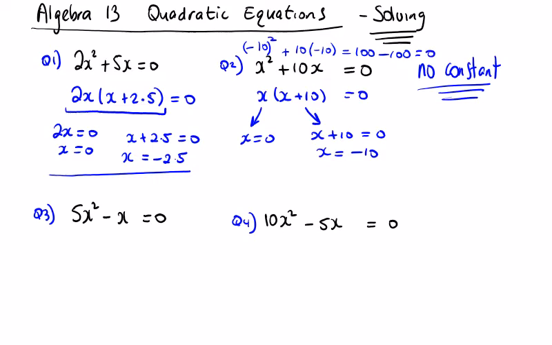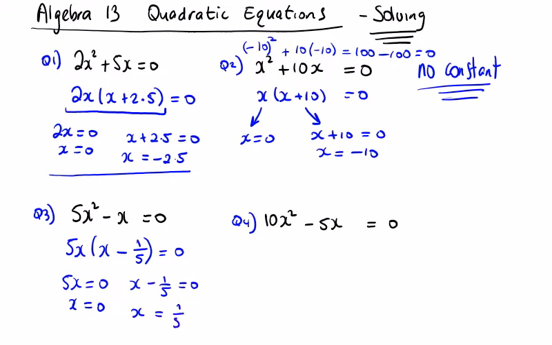And this one here, we're going to get 5x on the outside by x minus, now what do I multiply 5 by to get 1? Well, it'll be 1 over 5, is equal to 0. So 5x is equal to 0, and that's where we get x is equal to 0, or x minus 1 over 5 is equal to 0, so x is equal to 1 over 5.